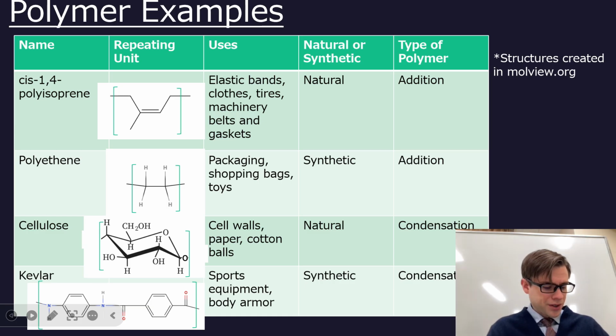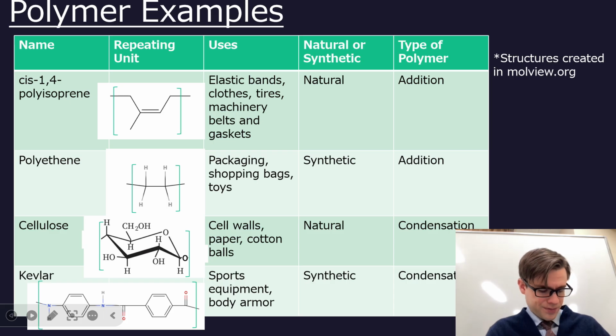We can then have cellulose. The repeating unit is the sugar glucose here, I think. So this is mainly used for cell walls, paper, cotton balls. So this is a natural polymer made through condensation, not addition. So this will be made by eliminating water molecules on the edges of these sugars.